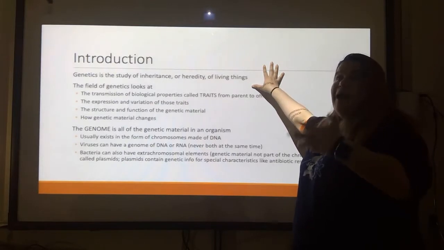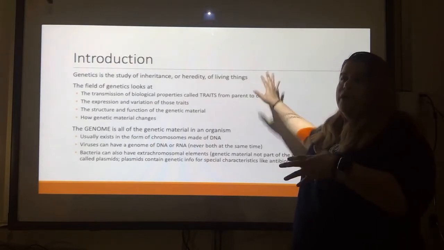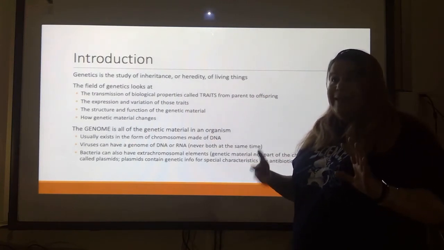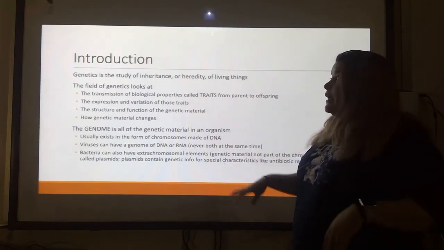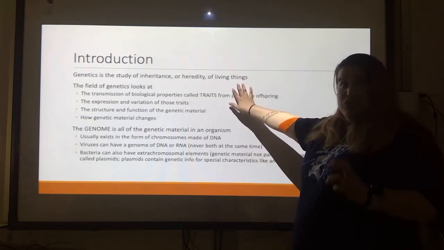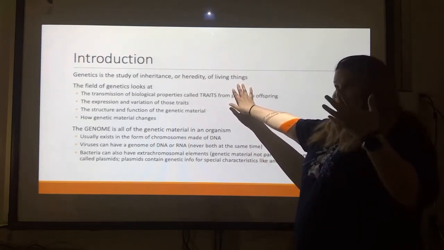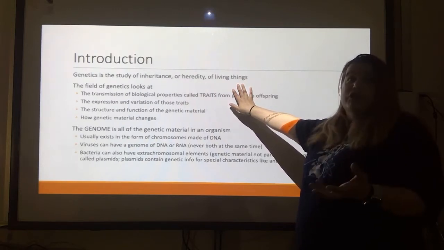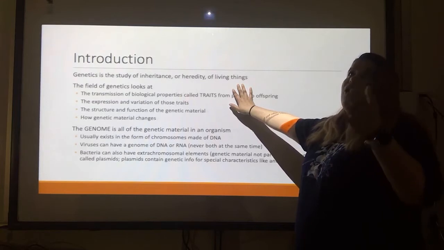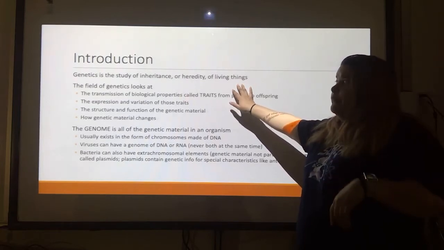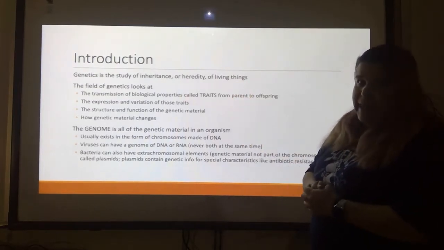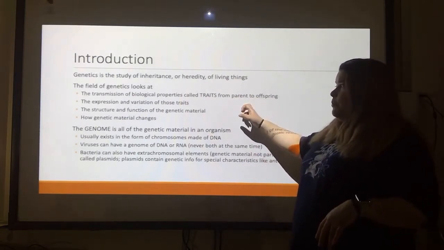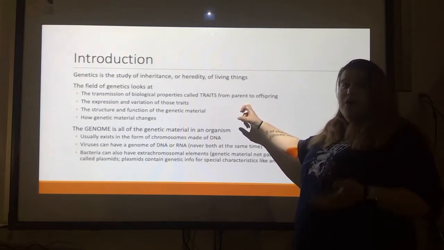How does it know how to put together the cell wall so that it is gram positive or gram negative? It's all inside of the genetics. Genetics simplified are our instruction manual, or I should say are the bacteria's instruction manual. The field of genetics is going to examine the transmission of biological properties called traits from parent to offspring.